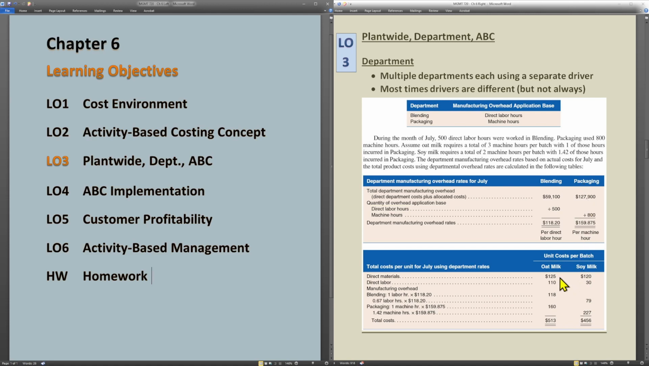So when we go through here, it's also important to remember, just like in the last chapter, we're mostly focusing on figuring out what's the overhead. We still have to add in the direct materials and direct labor to get the total cost. So here, manufacturing for oat milk, they required a certain amount of labor hours for the blending, and a certain amount of packaging hours. And so each of them have a slightly different rate for the labor and machine hours, and we just apply the rate by product and by department. And so this would be a step up from the plant-wide.